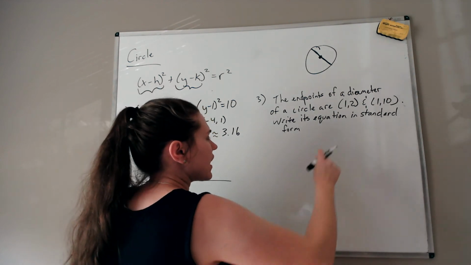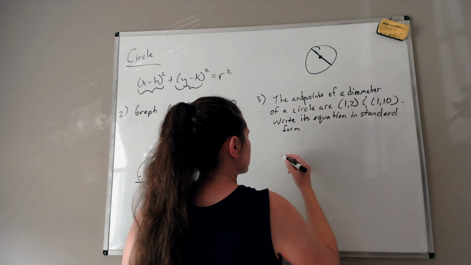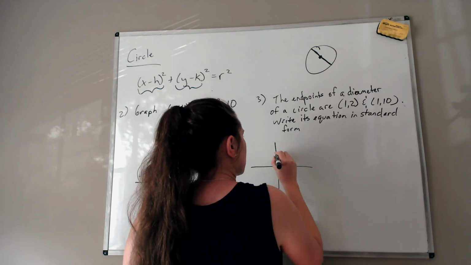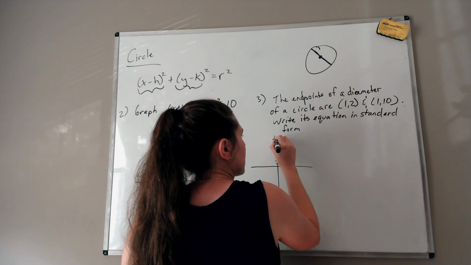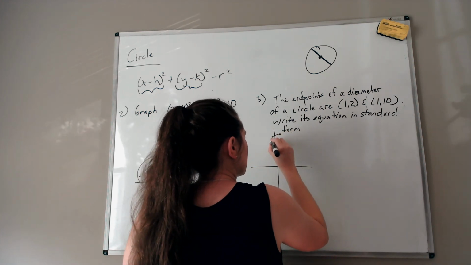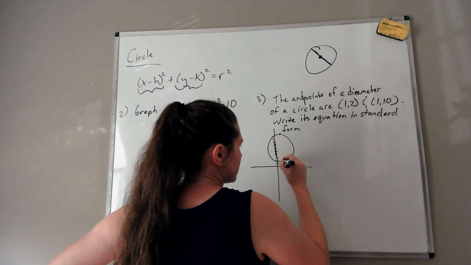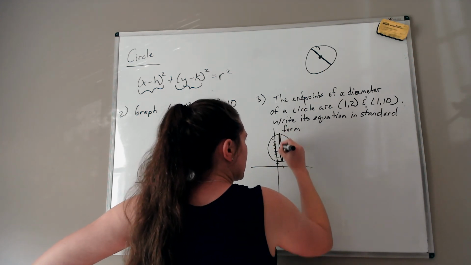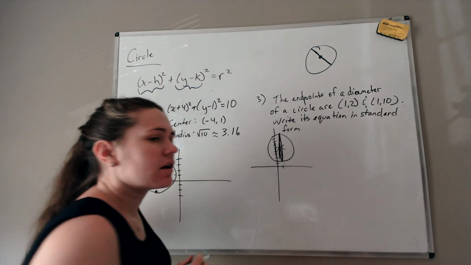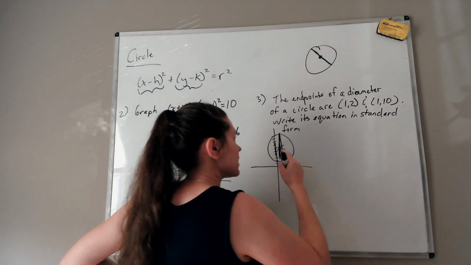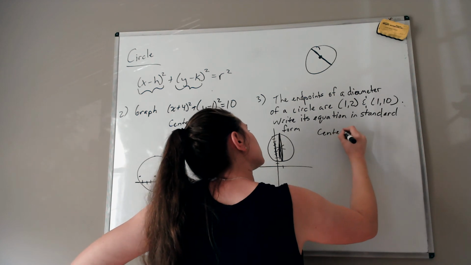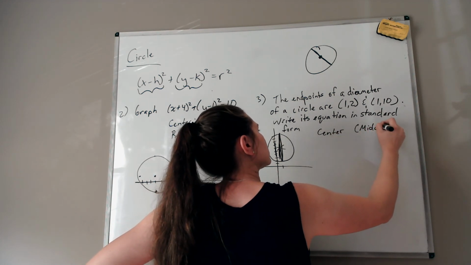So what we have here, (1, 2) and (1, 10), if you want to just draw it, if it helps. Those are the endpoints, so it looks something like this. Notice it's your diameter you have there. What's directly in the middle there? In the middle is the center. The center is going to be in the middle of these 2 points, the endpoints of the diameter.